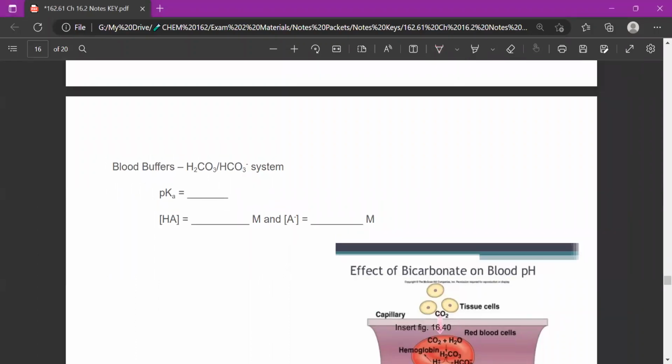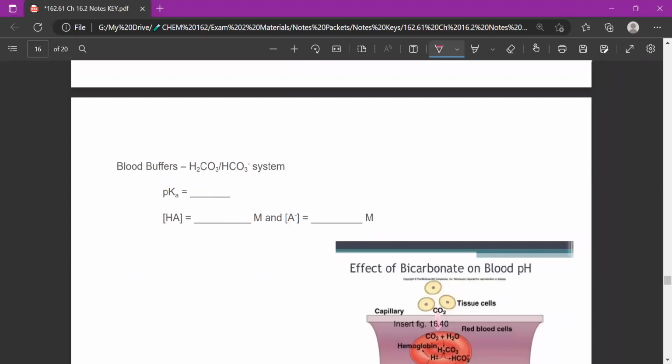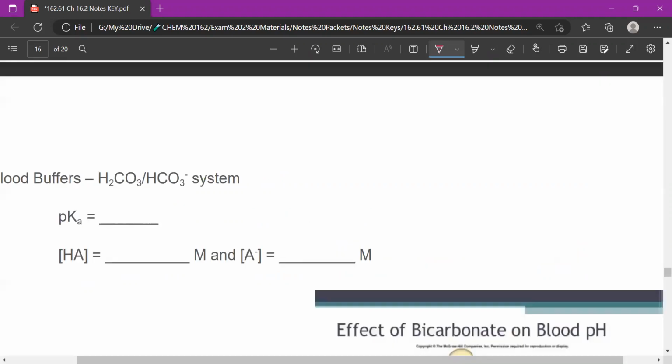Oops, here, let me write. It's not allowing me to write. There we go. pH needs to be at about 7.4 plus or minus 0.05. That is not much leeway for our blood.